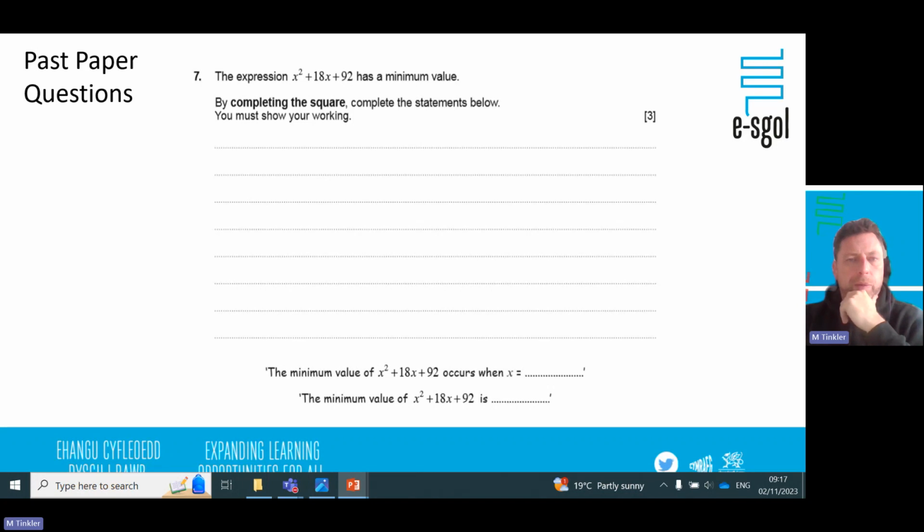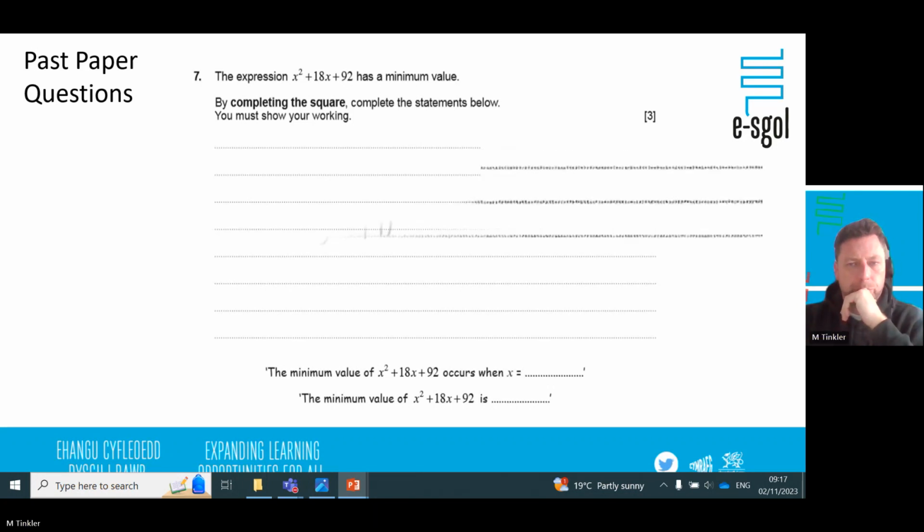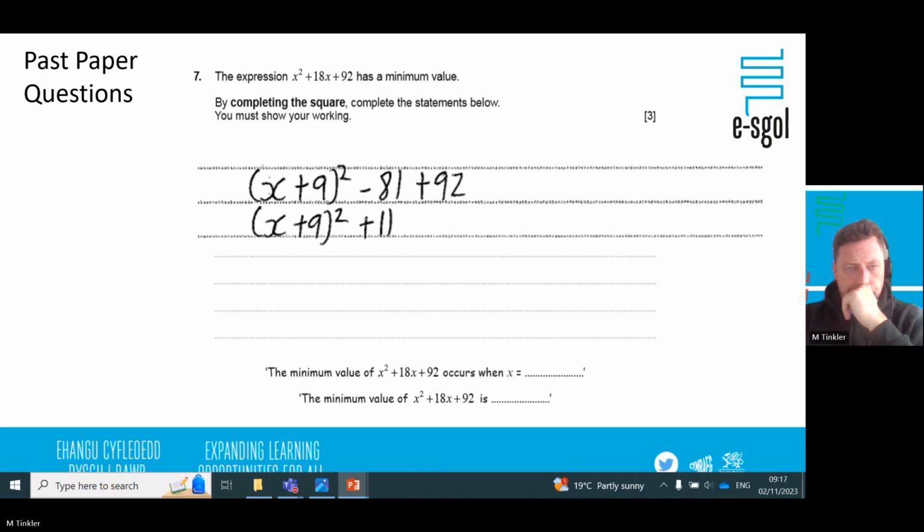So the complete the square part will be appearing now. Should all be used to this by now. Half of 18 is 9. Again, as I said, I haven't seen anywhere there's not whole numbers in the additional maths course. So there won't be. Half of 18 is 9. 9 squared is 81, so you minus 81 to counteract.